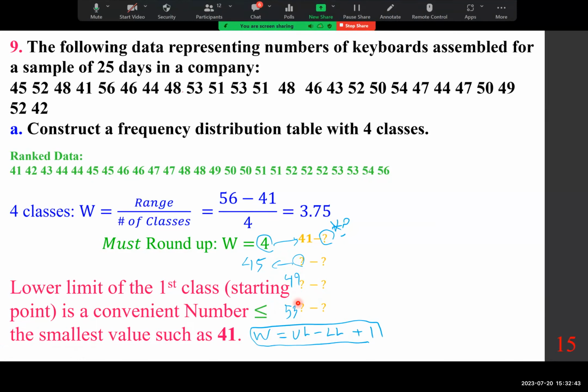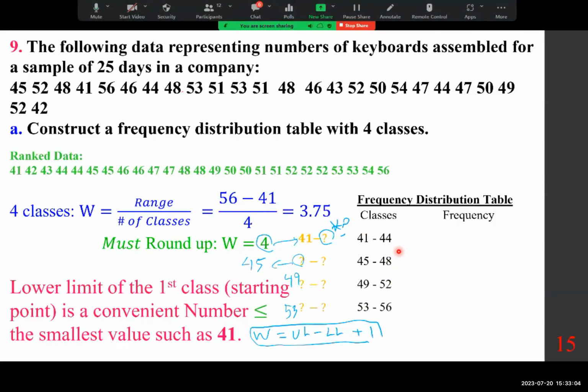Upper limit is missing. Lower limit is 41. So you take 41, minus 41 and 40 becomes minus 40. You take it to the other side, becomes 44. And there you have it. So 41, 45, 49, 53, we have already had it. If this is 44, all you have to do is add the width of 4: 48, 52, 56.